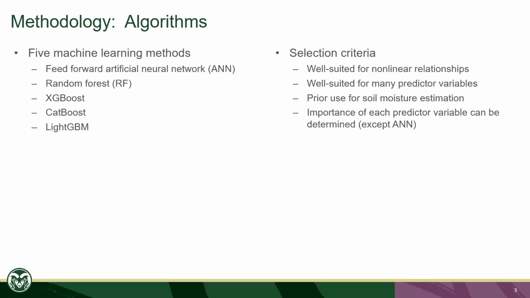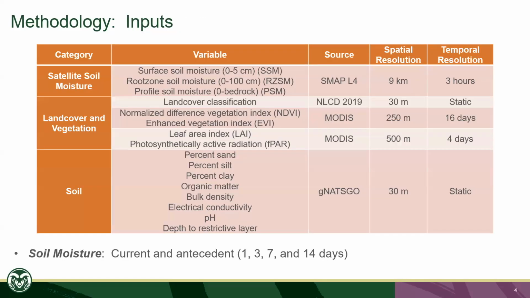XGBoost is a lot like random forest. It's based on building decision trees, but unlike random forest where the decision trees are all independent of each other, each decision tree in the XGBoost aims to overcome the errors in the prior decision trees. CatBoost is similar to XGBoost, but it includes some innovations to reduce overfitting. And LightGBM just is intended to be a faster machine learning algorithm, so it has some approximations in its approach. So the inputs to the machine learning algorithms are pretty diverse.